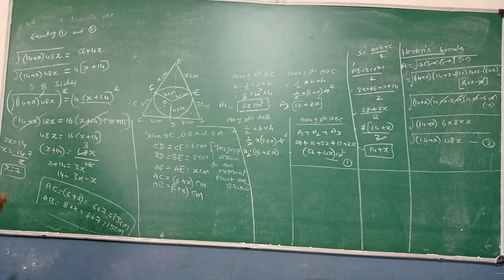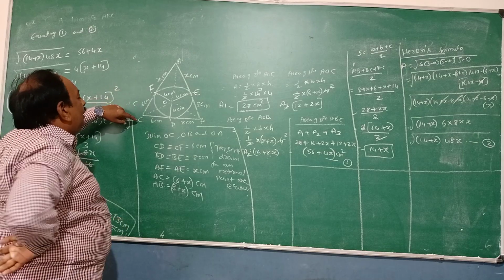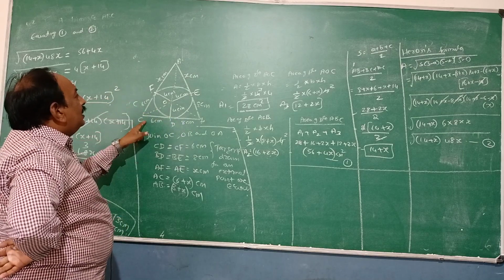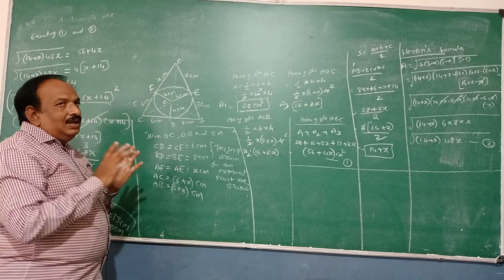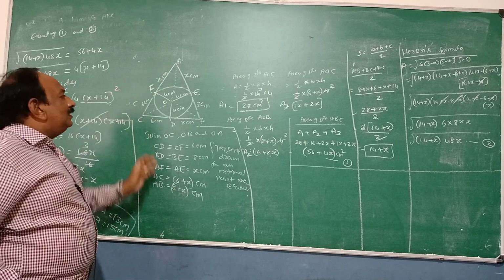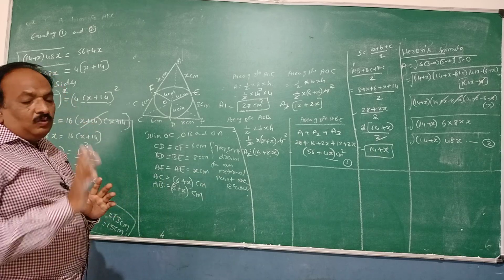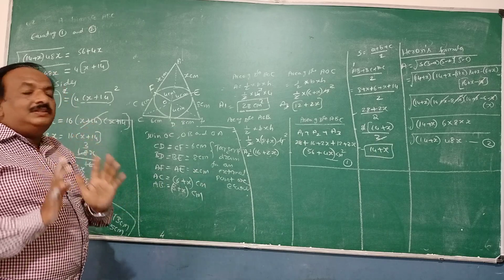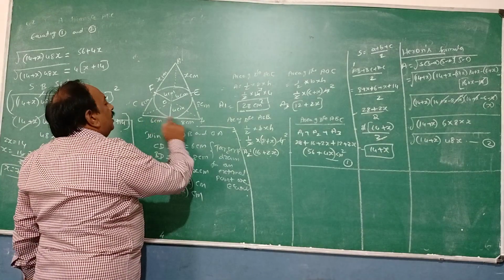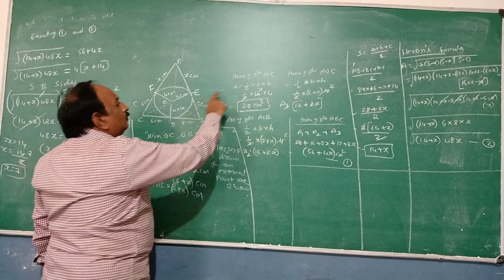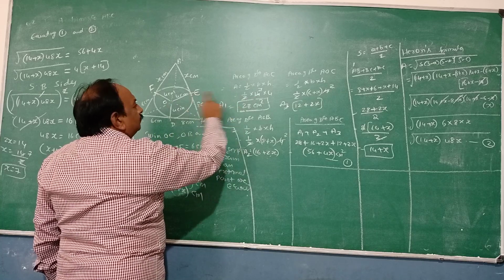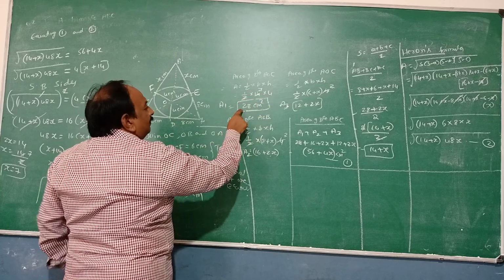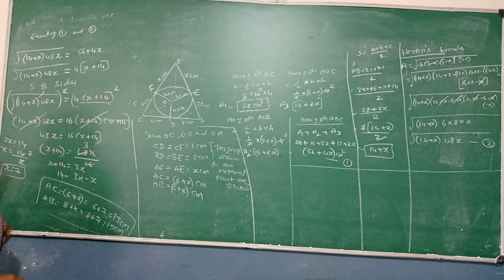Now, in triangle ABC, there are 3 triangles: one is triangle BOC, another is triangle AOB, another is triangle AOC. The bigger triangle ABC contains 3 triangles. We are going to calculate the area of those 3 triangles. Area of triangle BOC is equal to half into base, 6 plus 8, 14, height is 4. 2 ones are 2, 2 sevens are 14, 7 fours are 28.